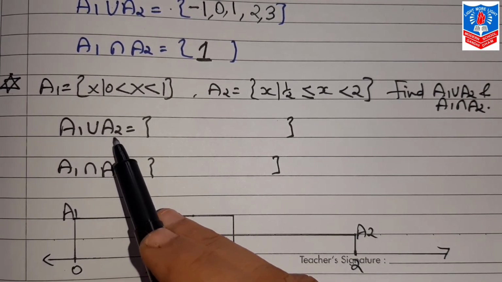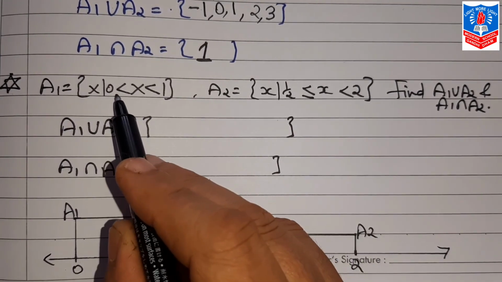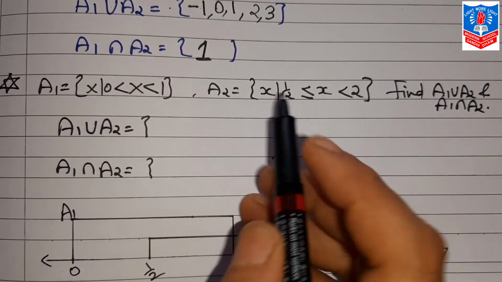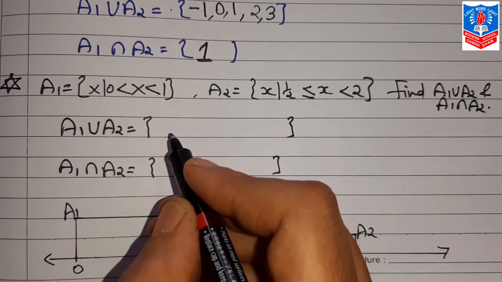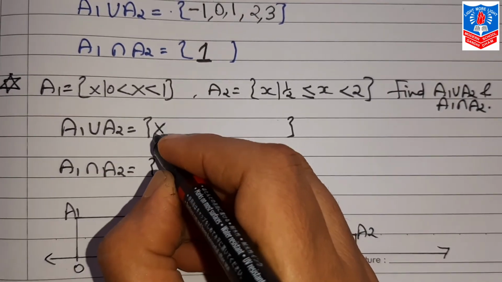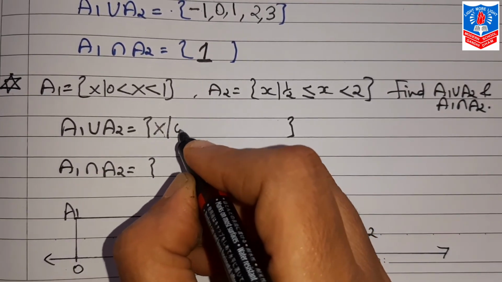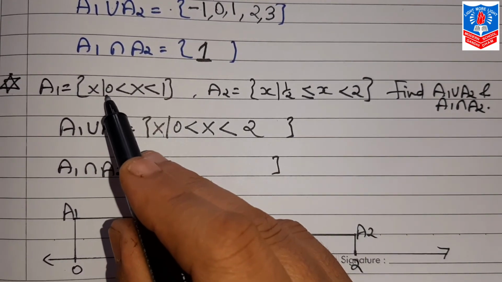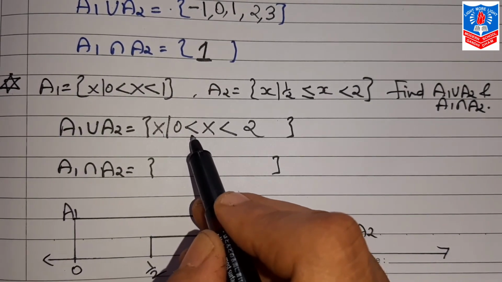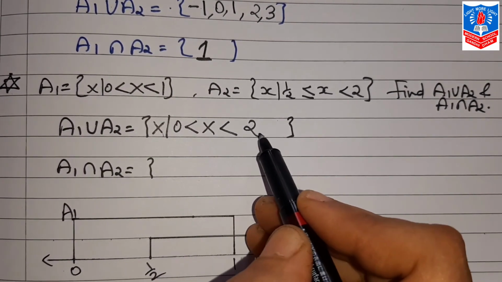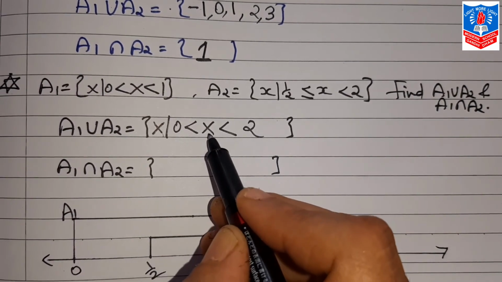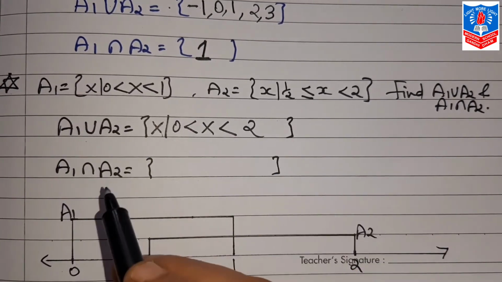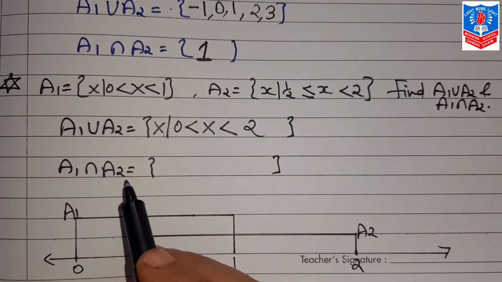Now A1 union A2 is too simple because the minimum value is 0 and the highest value is 2. Between these two, whichever values are there, that only we will write. Of course, x lies between 0 and 2, that is 0 less than x less than 2. It starts with 0, the equal to sign is not there, so we have not written it. Here also the equal to sign is not there, so we write less than 2. So x lies between 0 and 2, that is minimum and maximum. This is simple. Now important is A1 intersection A2.